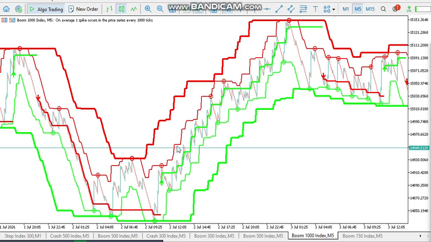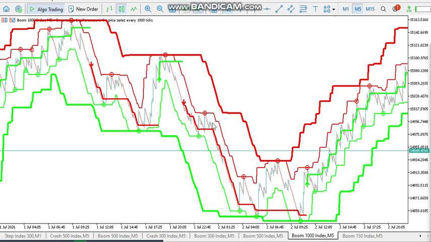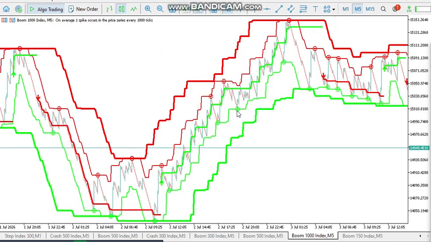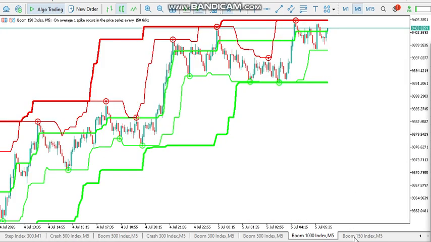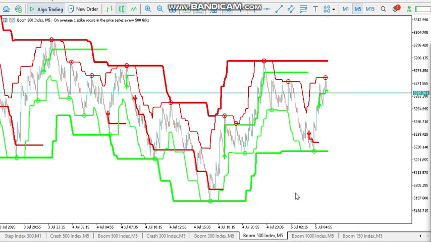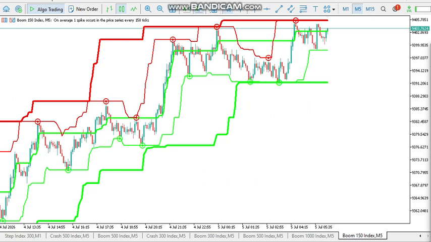So this indicator has been so wonderful, and it has been making a lot of profit every day. With this indicator, you can be making 200 to 1000 every single day. So this indicator is very massive. You can see another one here, it is very massive.